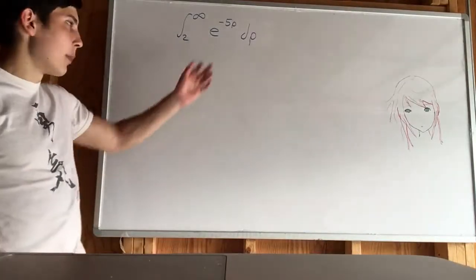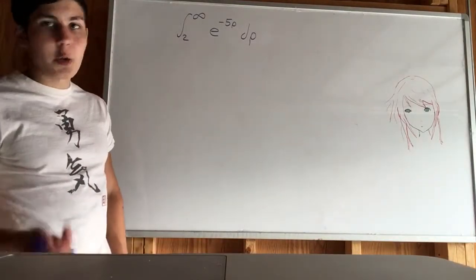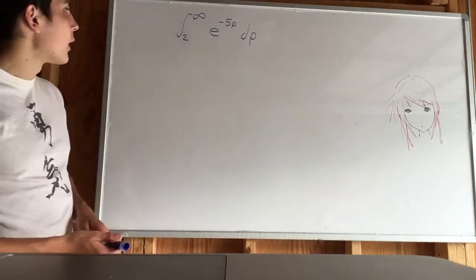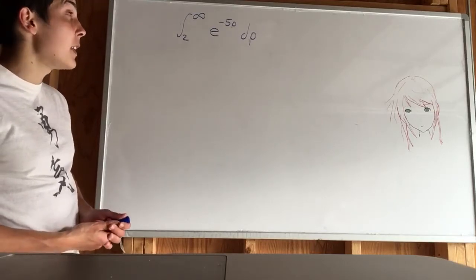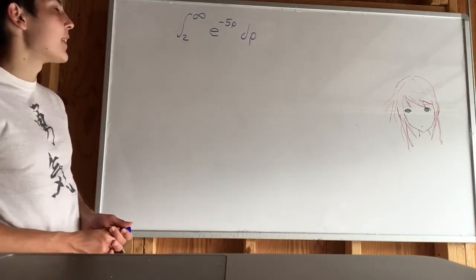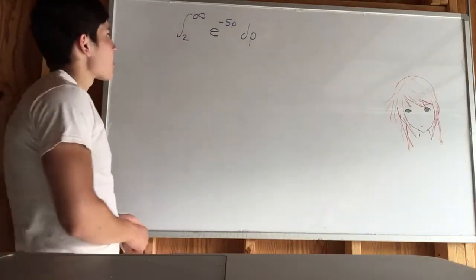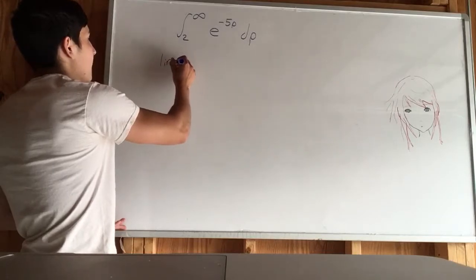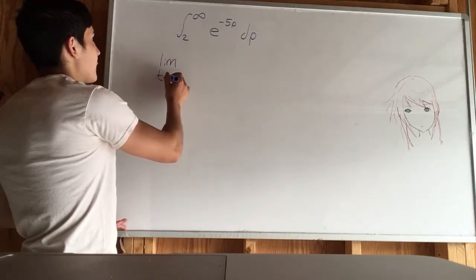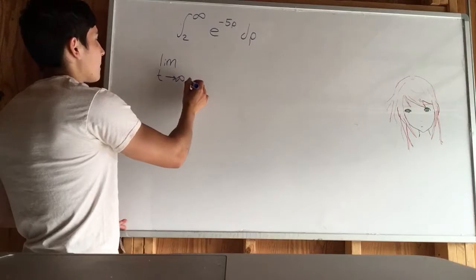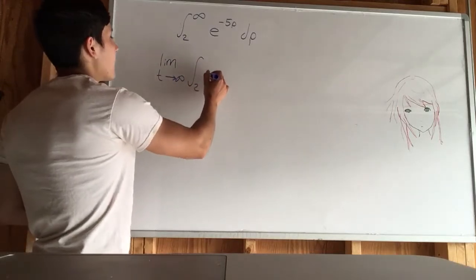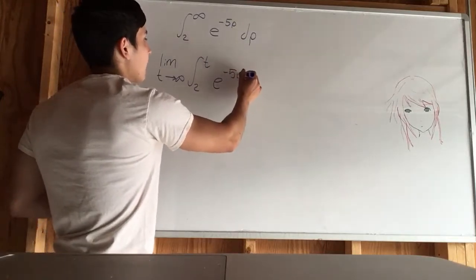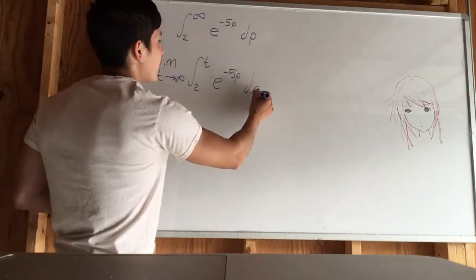Okay, we're going to try to determine if this integral is convergent or divergent. And if it's convergent, what does it converge to? We have the integral of e to the negative 5p from 2 to infinity. The way we do this is with a limit. The limit as t goes to infinity of the integral from 2 to t, e to the negative 5p dp.